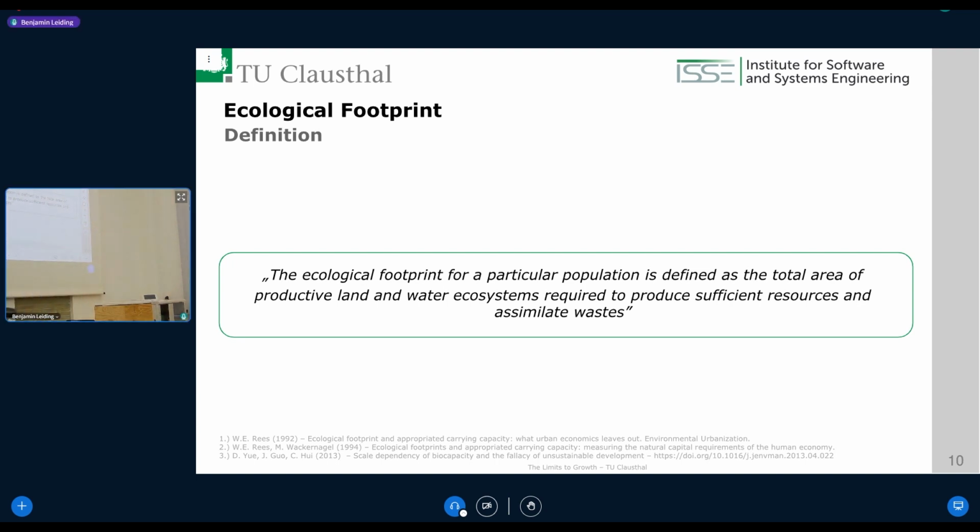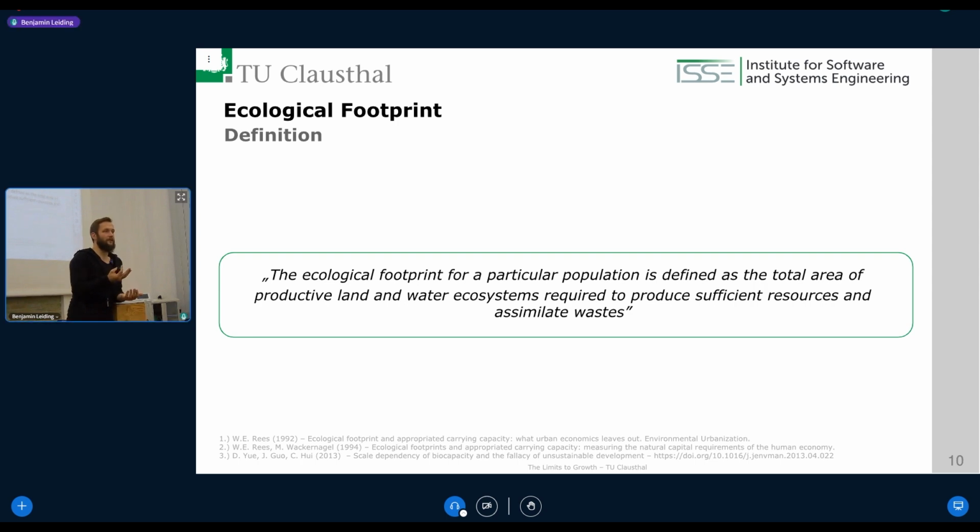Another term very closely related there is the so-called ecological footprint. For a particular population, it's defined as the total area of productive land and water ecosystems required to produce sufficient resources and assimilate waste. So we're 2, 4, 6, 8, 9 people now, plus myself, it's 10. How much space do we need to be fed? How much space do we need to get the water, to absorb all the trash that we're producing?